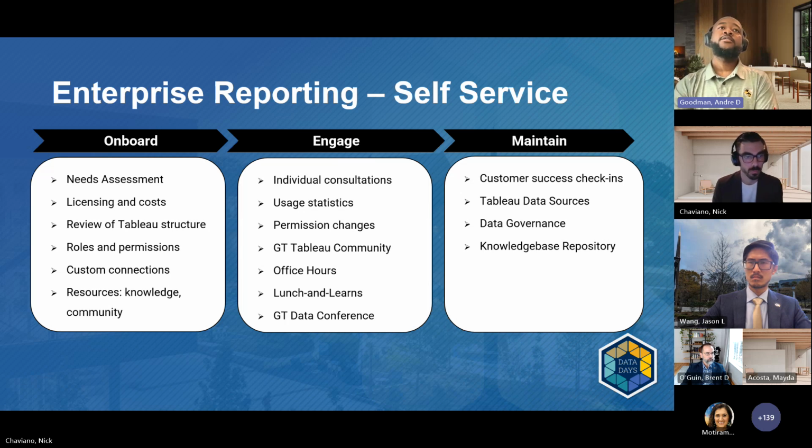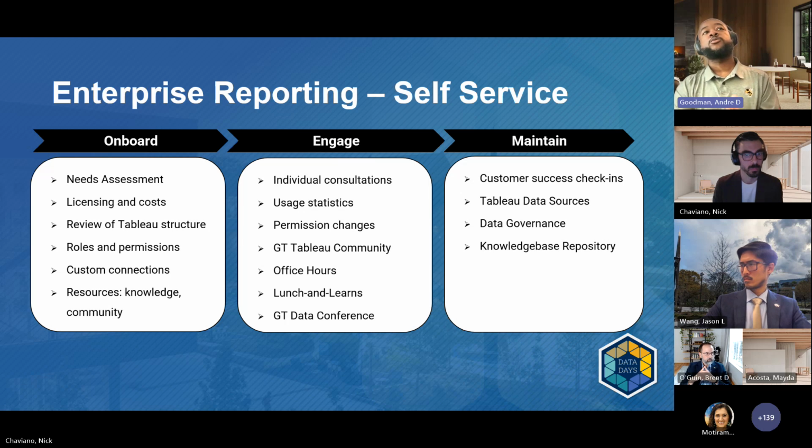The last stage is the maintenance piece where we do check-ins with our customers. We also continuously develop Tableau data sources so that those of you who are working with maybe unique systems can also get your data ingested into our reference model so that you can build data sources and reports specifically off of your data. We also spend a lot of time with data governance so that we make sure the data you're being given is not accidentally shared to individuals who shouldn't have it.